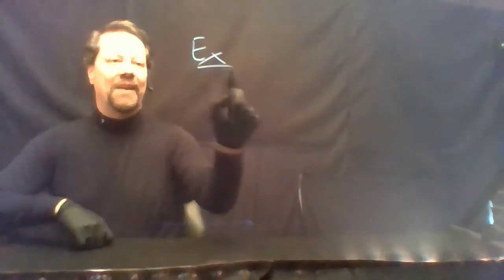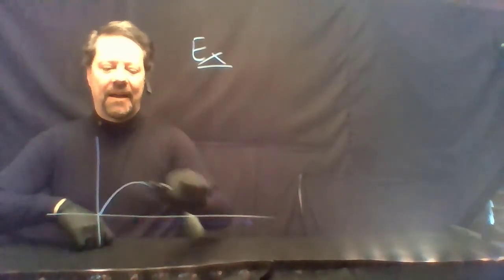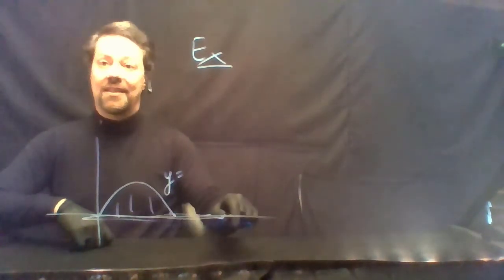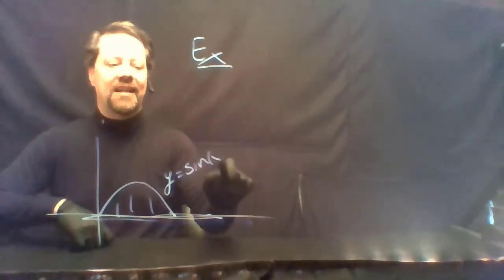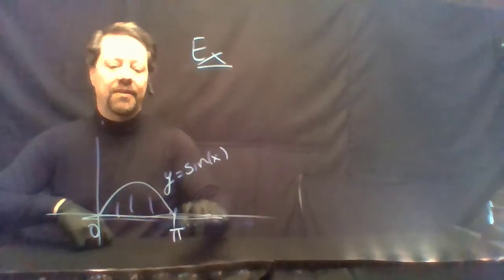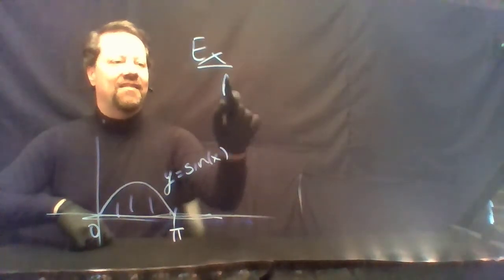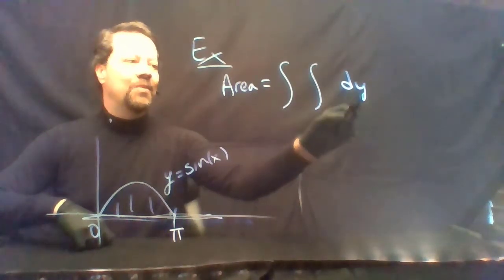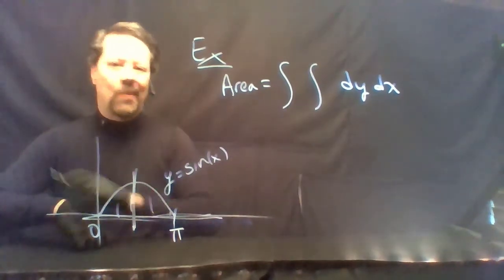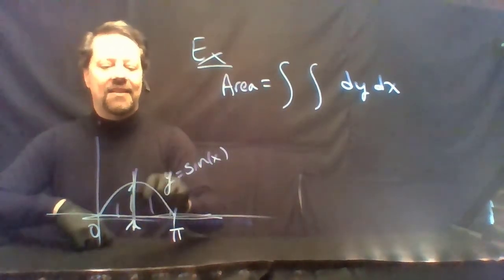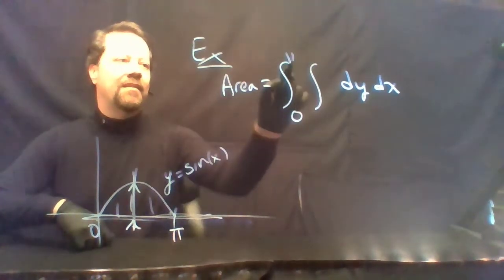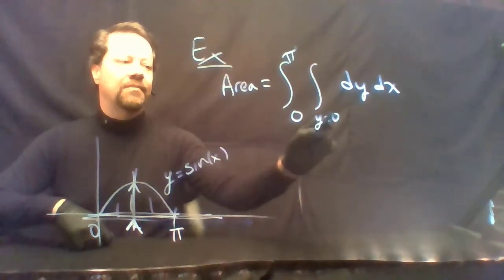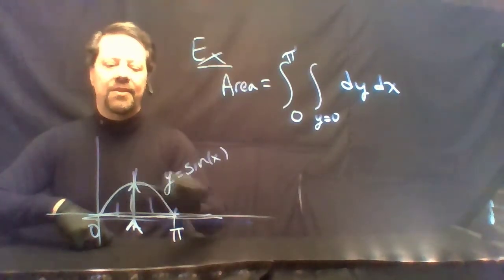Let me give you an example real quick. Let's suppose the region is described by the region bounded between the x-axis, which is y equals 0, and y equals sine of x, as x goes from 0 to pi. The area is equal to a double integral. We'll use vertical cross sections, dy dx. That will take us as x goes from 0 to pi, and as y goes from the lower curve, y equals 0, to the upper curve, which is y equals sine of x.